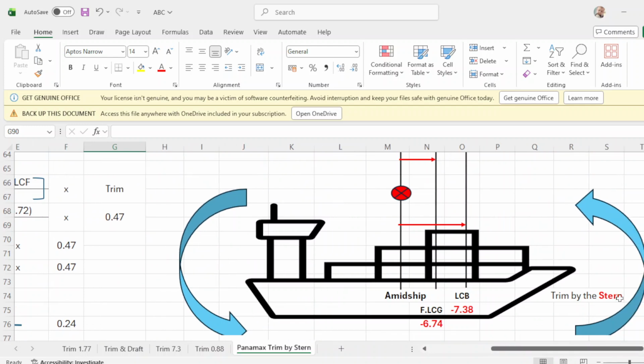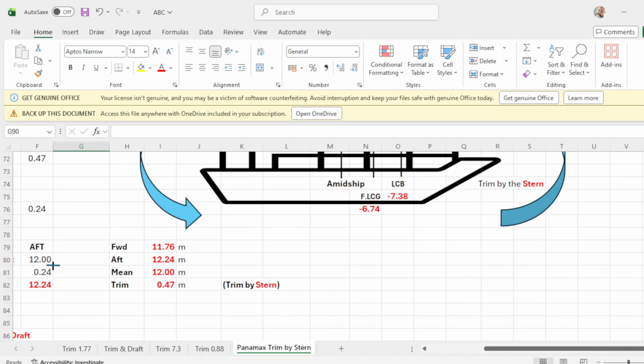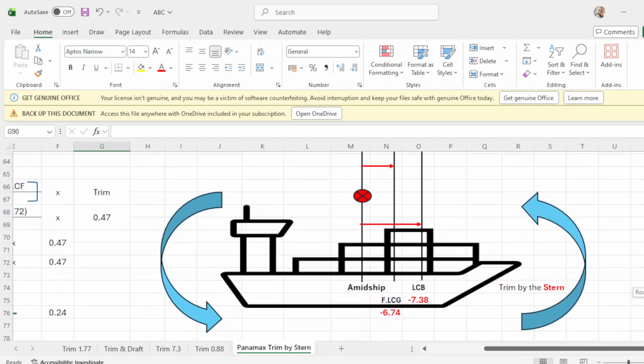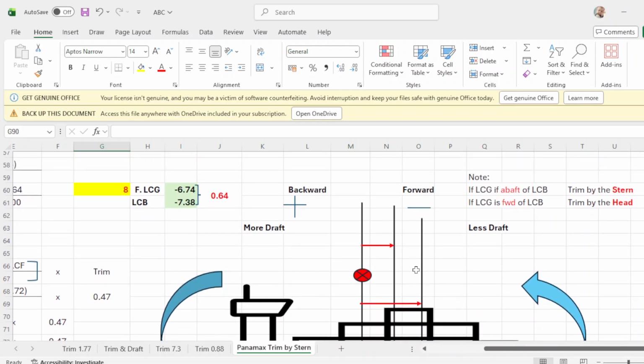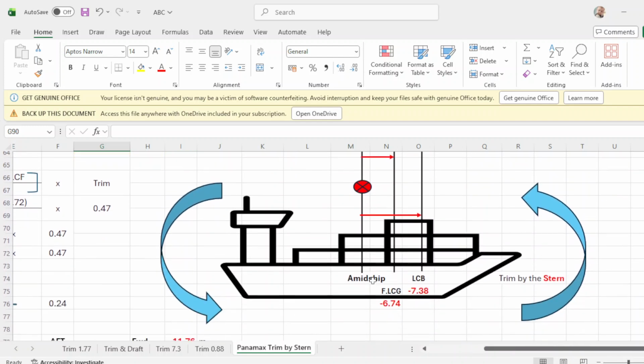Okay, a little more, smaller. Okay, this is your amide chip, this one with the ball. This will be the ship's amide chip.